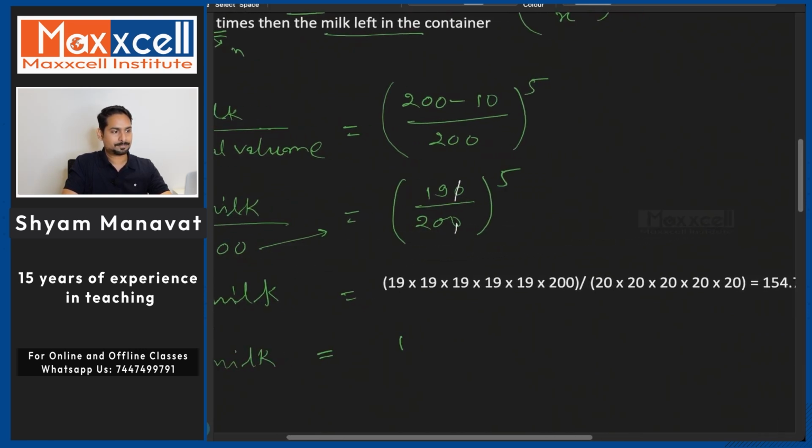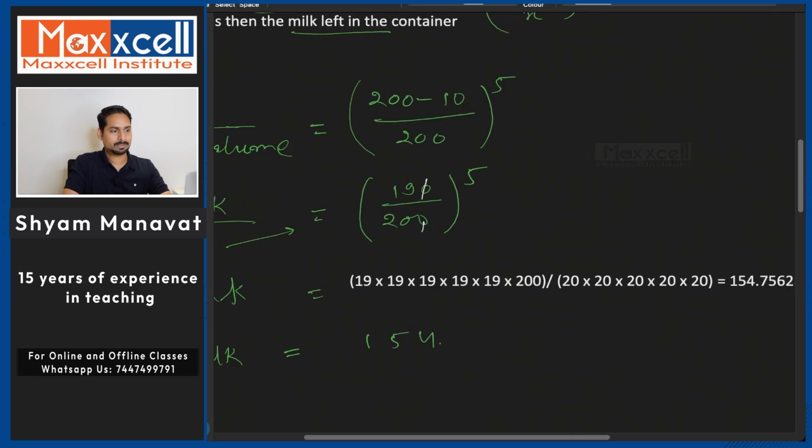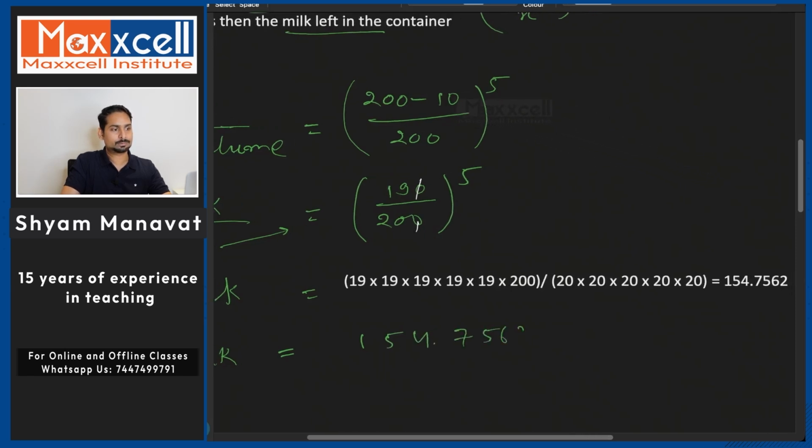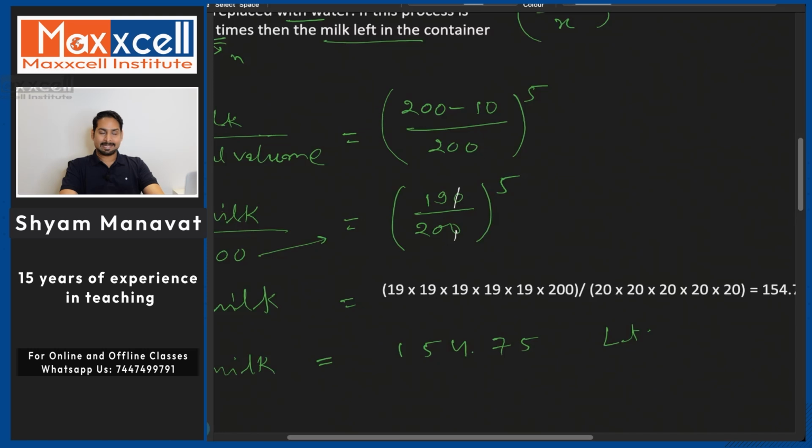is 154.7562 liters. If you take up to 2 decimals, this is what you get. Okay, yeah, so calculation I will explain. We can have another class to do the calculation faster. Like this is how you calculate 19 square and then you multiply by 19 and then you have these two equal numbers and then multiply again. So I will take a different lecture for easy calculation, how to simplify this multiplication and division.